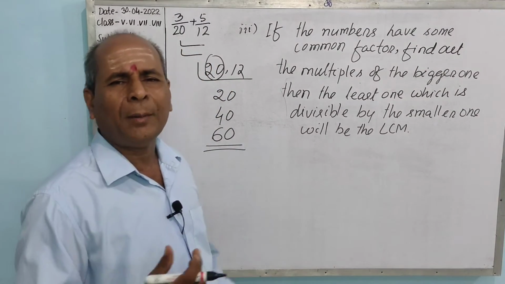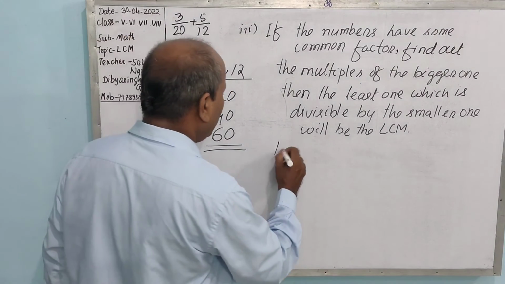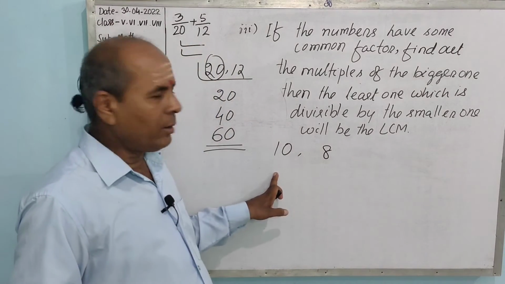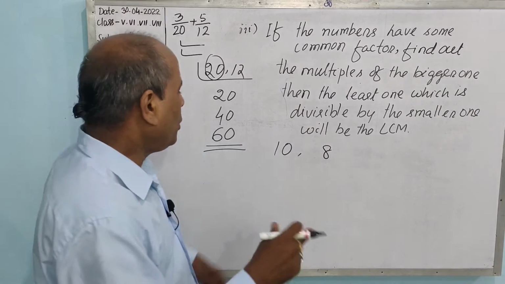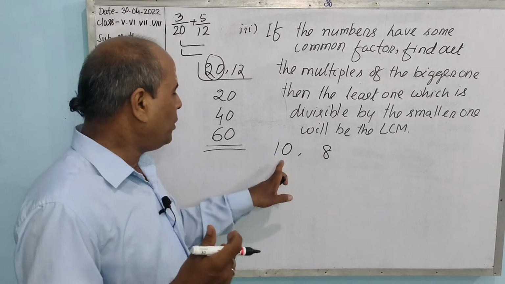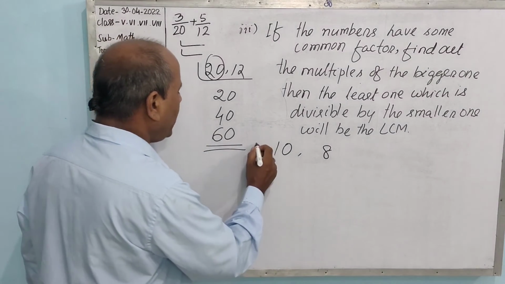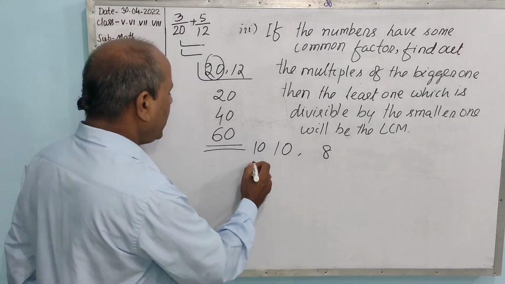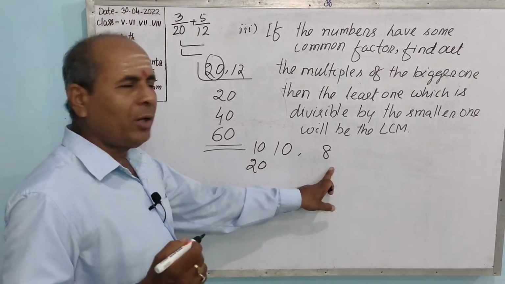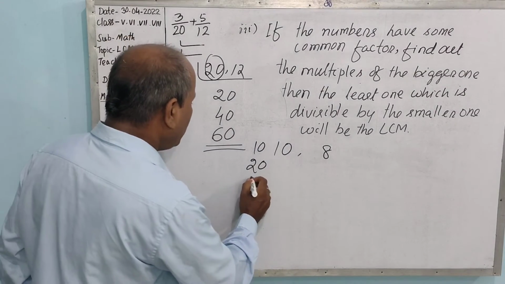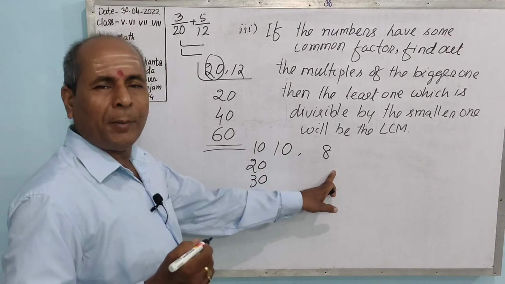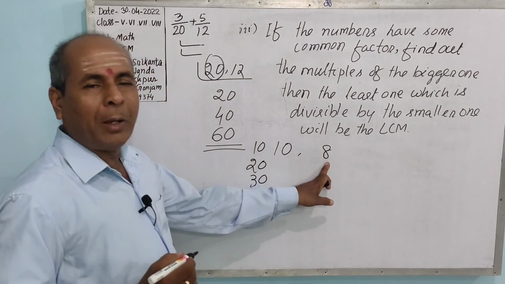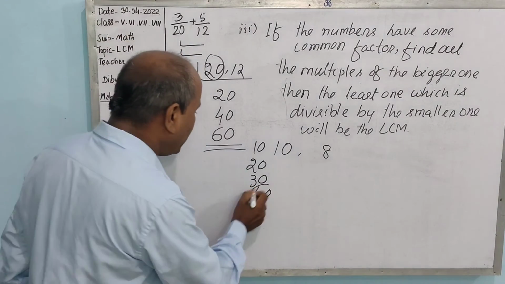We can take another example also. Suppose you see 10 and 8. The bigger one is 10, so we have to calculate the multiples of 10. 10 ones are 10. 10 is not divisible by 8, leave it. 10 twos are 20. 20 is not divisible by 8. 10 threes are 30. 30 is not divisible by 8. 10 fours are 40. Yes, 40 is divisible by 8. So 40 will be the LCM.